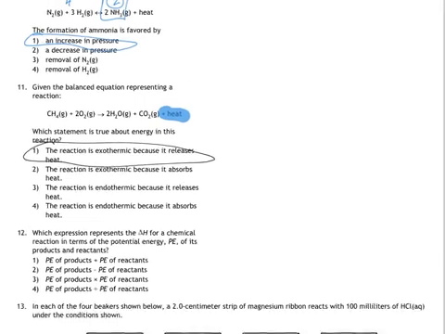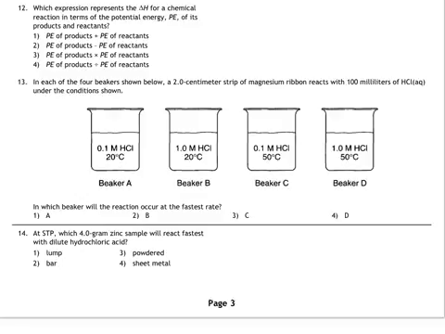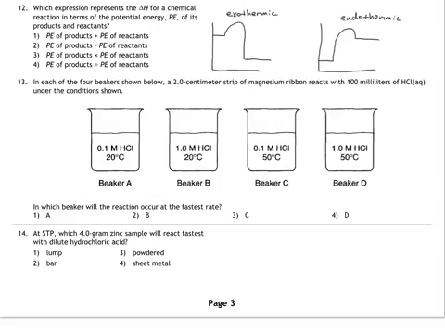Next question is number 12. Which expression represents delta H for a chemical reaction in terms of the potential energy of its products and reactants? So the two types of reactions where you might come across this are exothermic on the left and endothermic on the right. And if you look at the difference in energies between the reactants and the products, in both cases you're going to get the delta H.